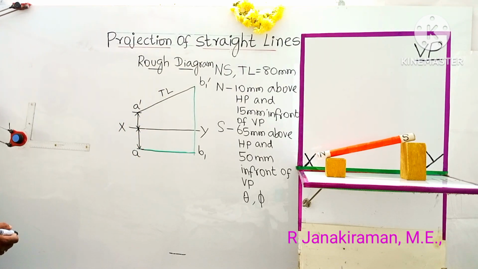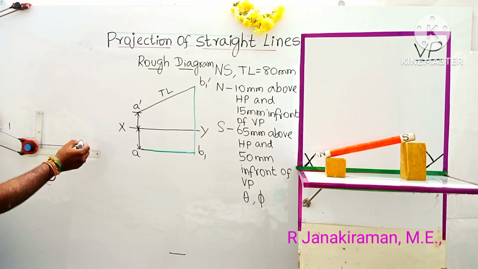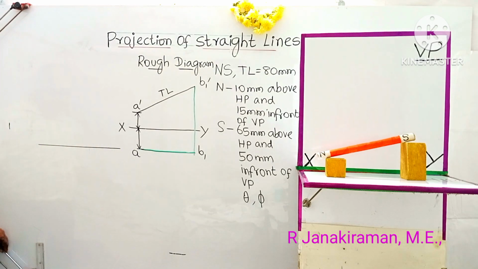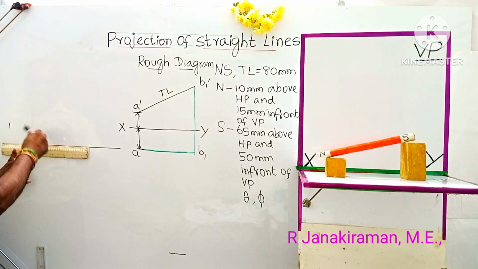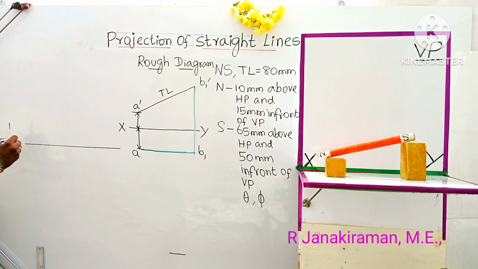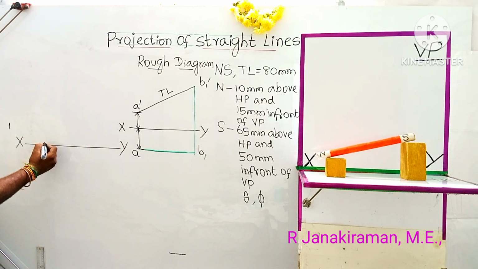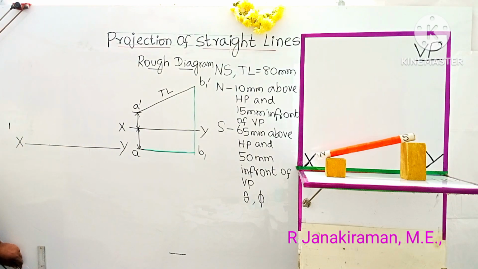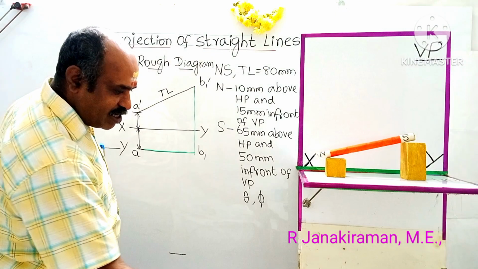Using a drafter scale, draw a horizontal line called the reference line. If you use a drafter scale, you will get the correct answer, and the diagram will be correct and straight, not crossed. This is the reference line called the XY line, marked X and Y. Understand? Take any point on the XY line. The point N is located 10 mm above HP. Above HP means it will come above the XY line. You have to take the 10 mm distance using the vertical scale of a drafter.